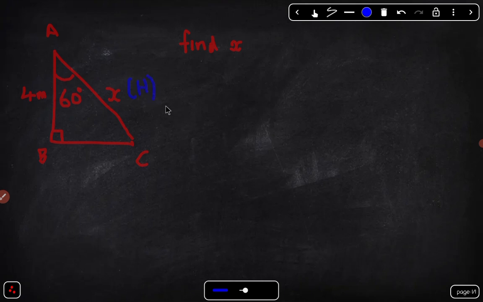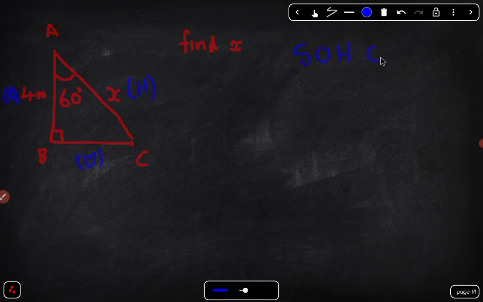Then which one is your opposite? You look at where the angle is given. The angle is given at A, so where A is pointing, this one becomes your opposite, meaning this one will be your adjacent. Then what do you do next? You go on SOHCAHTOA. You just write your SOHCAHTOA nicely.